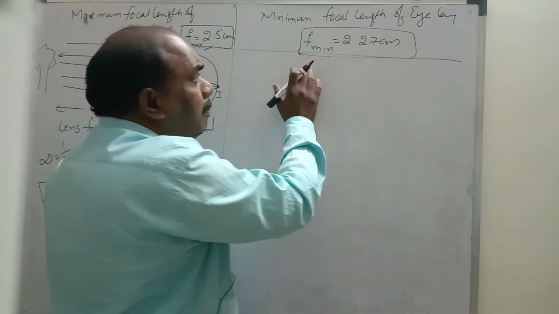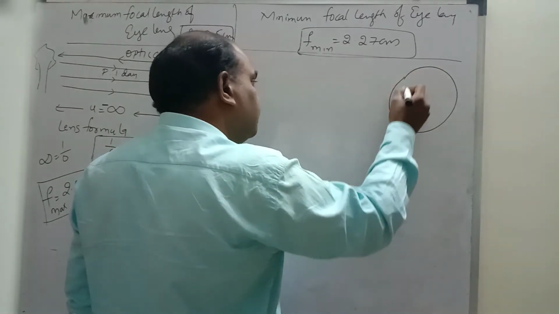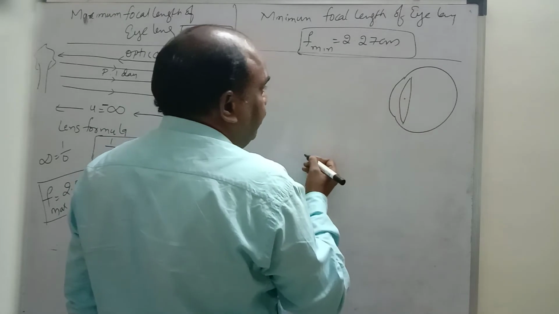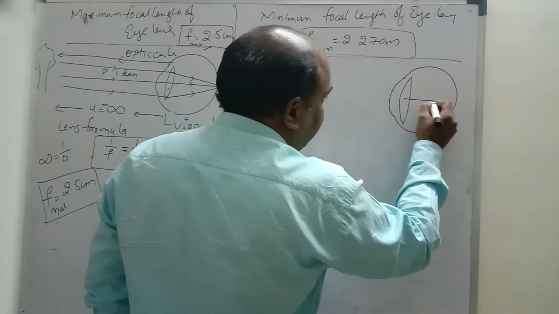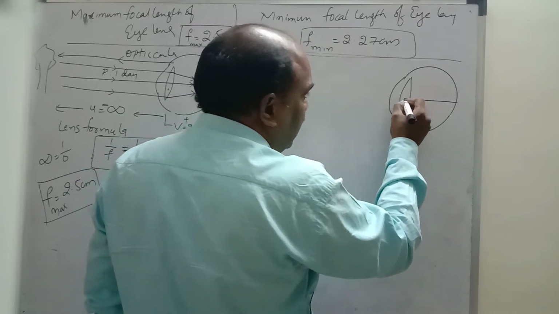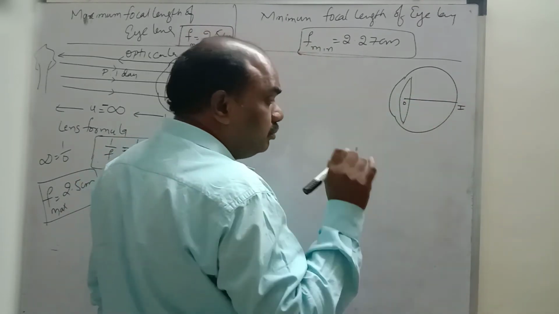Number 2, minimum focal length of the eye lens. Same scenario. This is the eyeball, this is the eye lens, and this is the optic center. The distance from the optic center to the retina is nothing but the focal length. We can also call it the distance between the lens and the image, which is called the image distance.